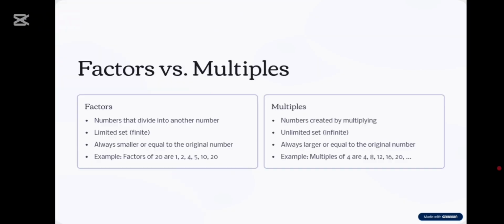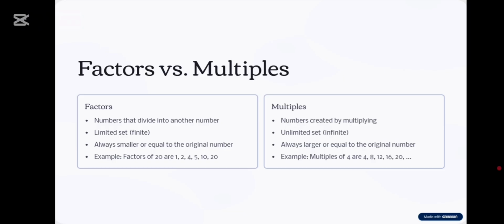Now, factors versus multiples. Let's compare these looking at their differences. Factors are numbers that divide into another number, while multiples are numbers created by multiplying, in simple terms.